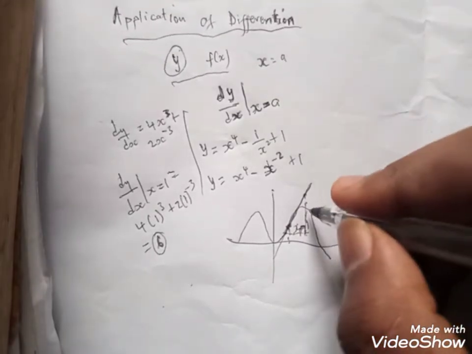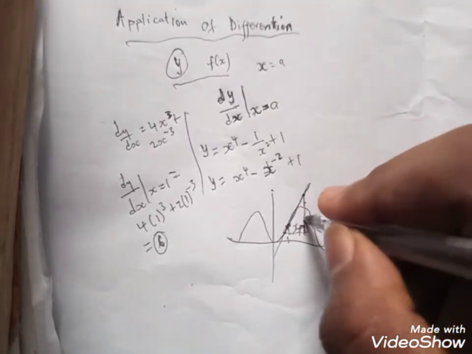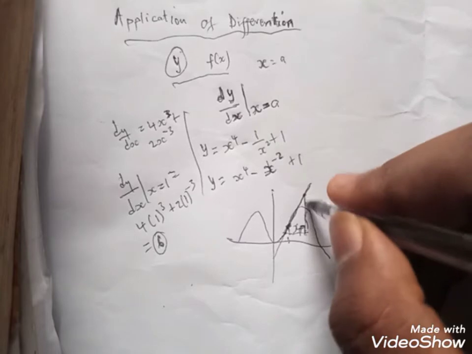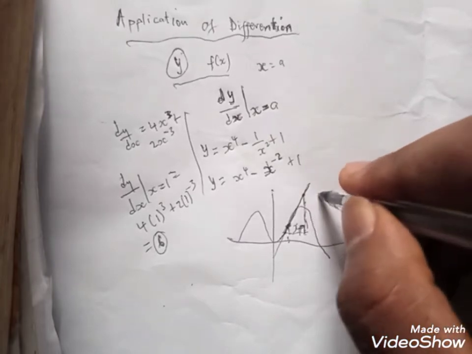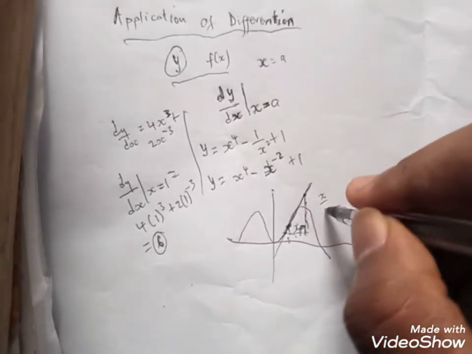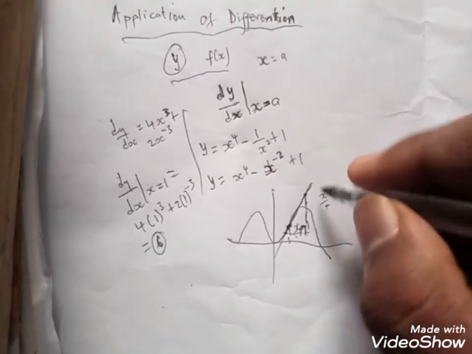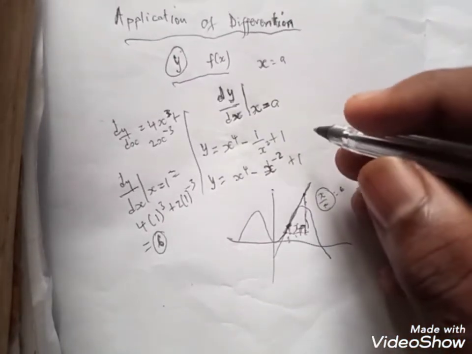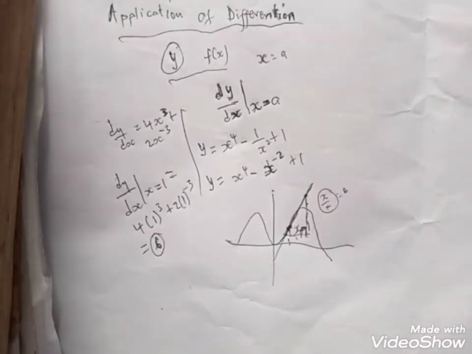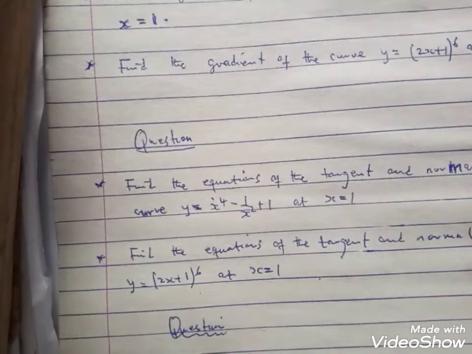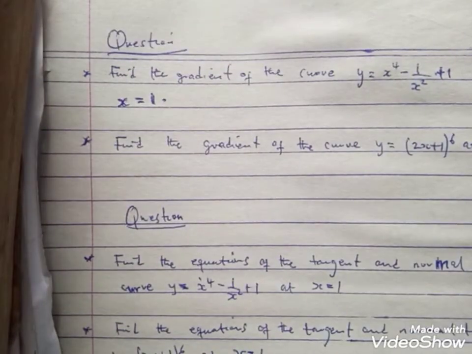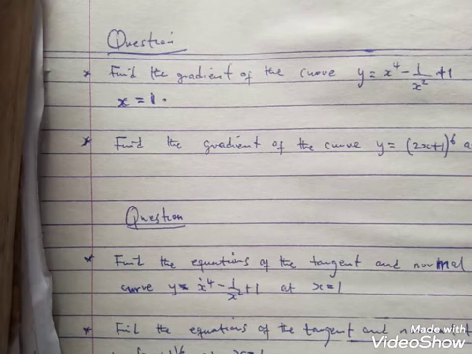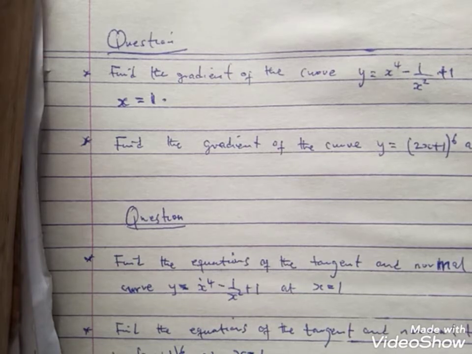Then the length of the vertical side over the length of the horizontal one should be 6, and that is the gradient, simply as that. So let's move on. Since you've understood this one, you can take this one as an assignment.